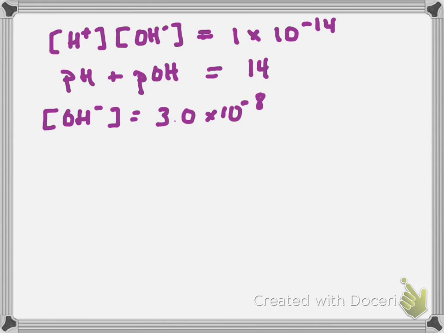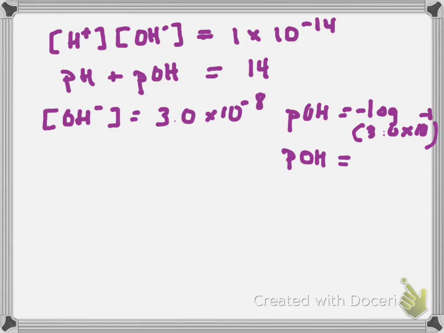You could do a couple things. You could figure out the pOH right away, and let's go ahead and do that. The pOH would be equal to the negative log of 3.0 times 10 to the negative 8th. All right? And you get an answer for that of pOH equal to 7.52.